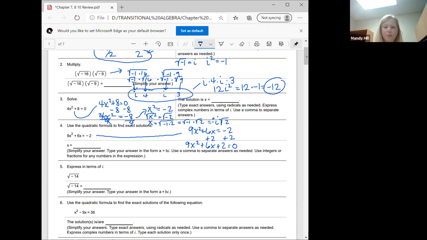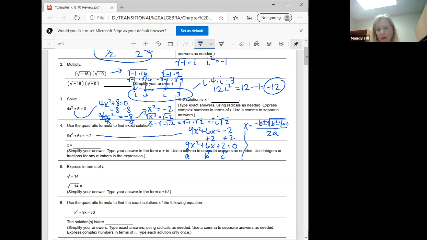Okay. Now the quadratic formula is x is equal to -b plus or minus the square root of b squared minus 4ac all over 2a. And remember that the a is the number in front of the x squared, b is the number in front of x, and c is your constant term.